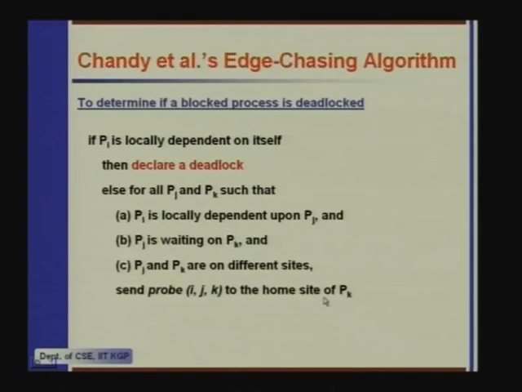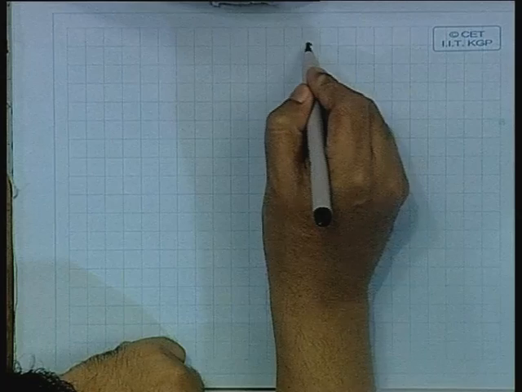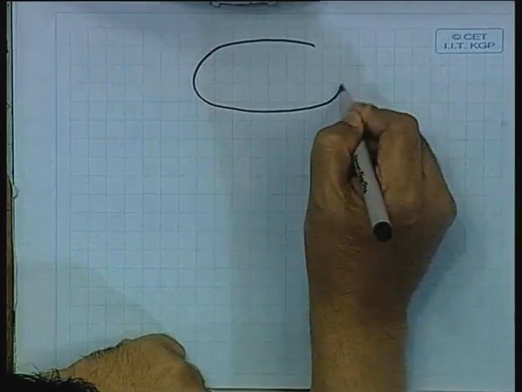Is that clear? Or should we start with an example first? Okay, let us start with an example and see the edge chasing algorithm, then we will come back to the code. So, let us say that I have these sites.